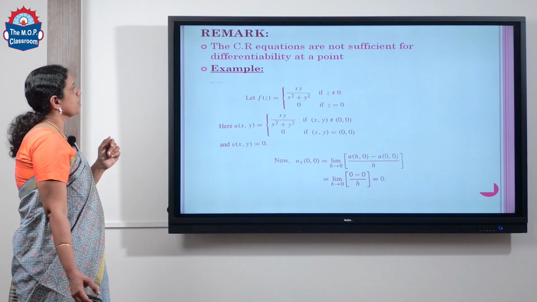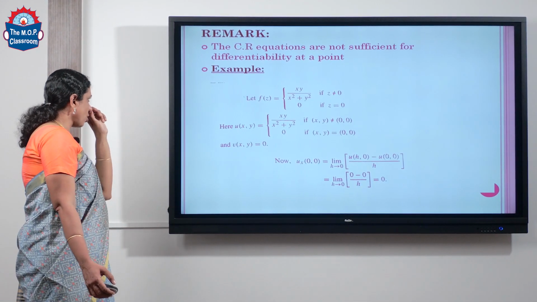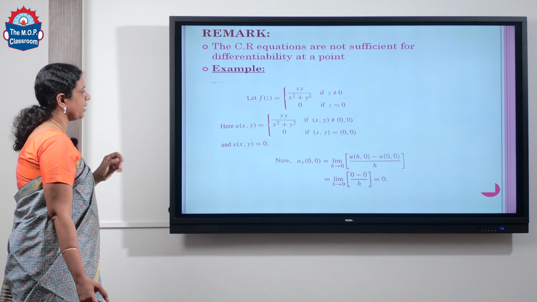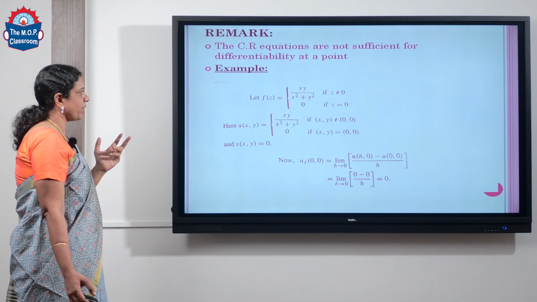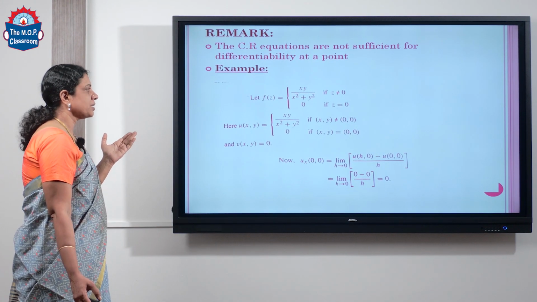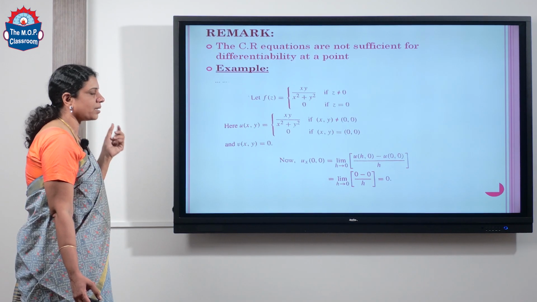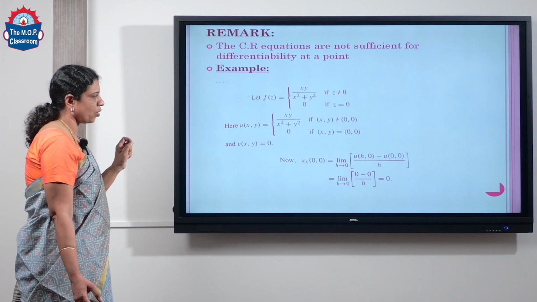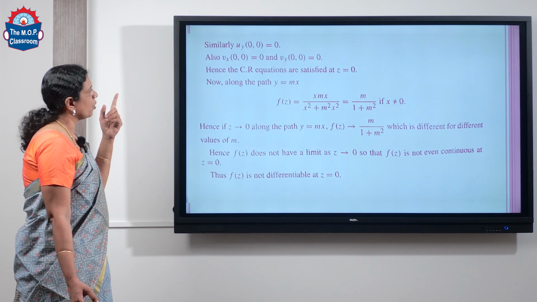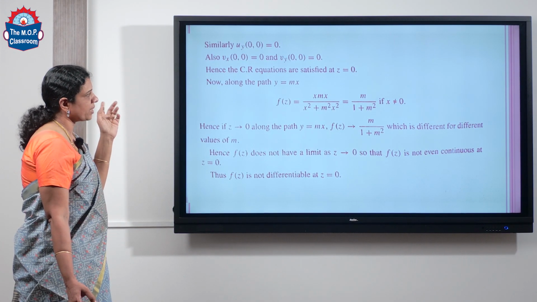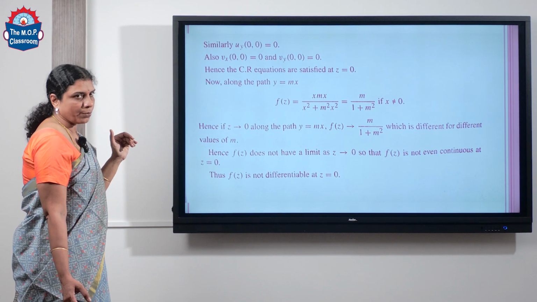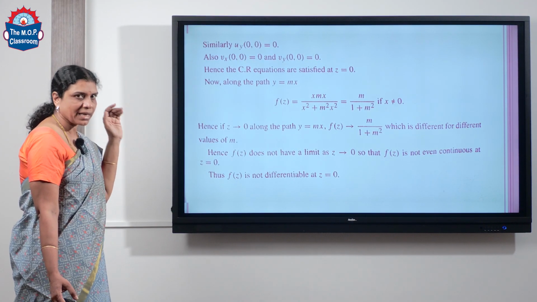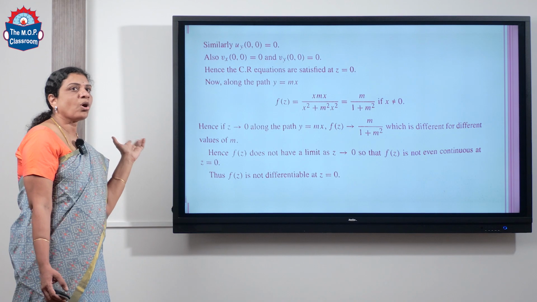Then, the CR equations are not a sufficient condition for differentiability. We have taken one example: xy by x square plus y square. Let's find out at the point z equal to 0, that is, 0 comma 0. This shows that the Cauchy-Riemann equations are satisfied. Now we are going to prove that although the Cauchy-Riemann equations are satisfied, the function is not differentiable.